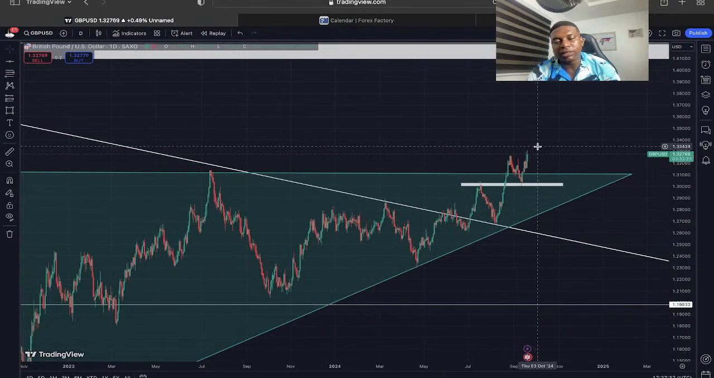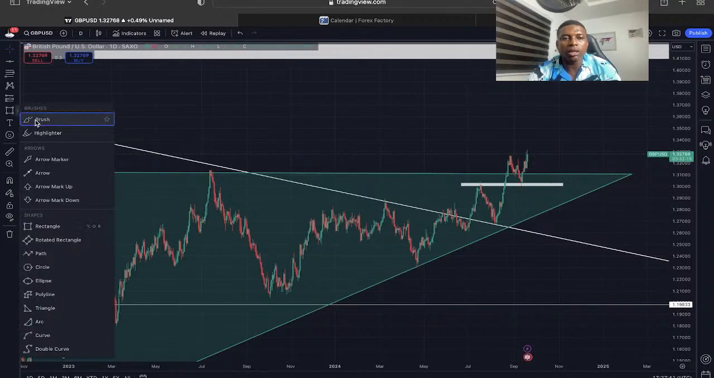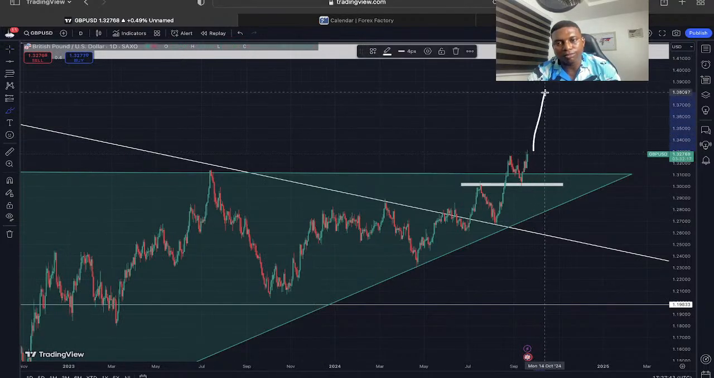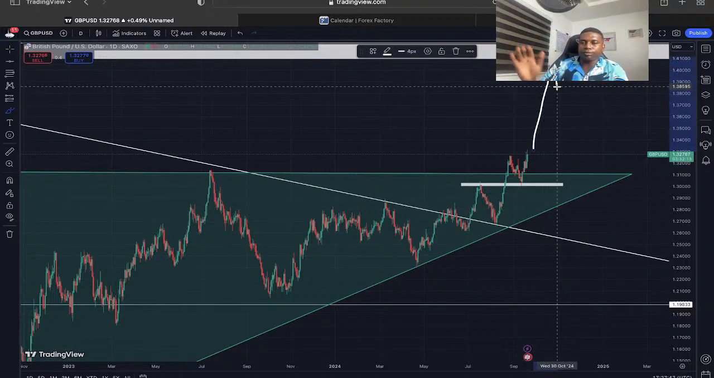So looking at this, the next stop is also an upward momentum. That's the next stop, an upward momentum.